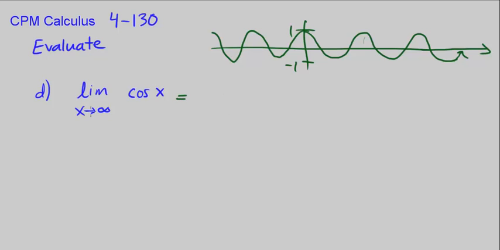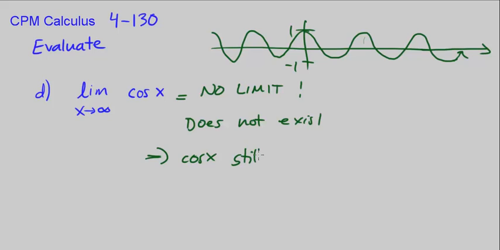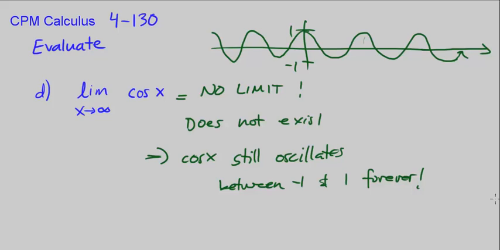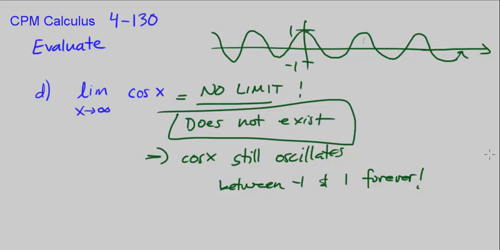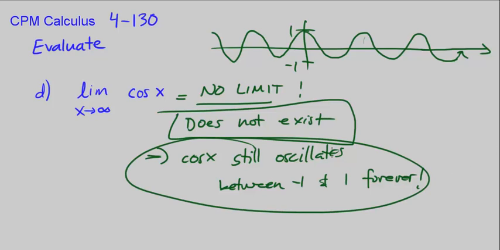So the limit as x approaches infinity of cosine x, there is no limit. Does not exist. All right? Because cosine of x still oscillates between negative 1 and 1 forever. Right? So the limit does not exist either way. Okay? And this is the reason right here.